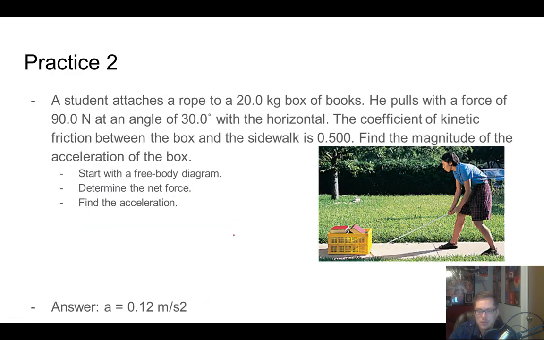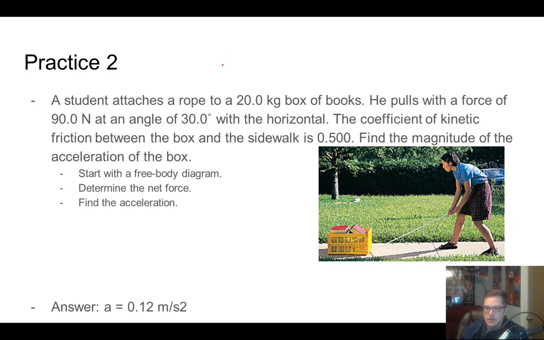Look at us go. Now let's do a hard one. So we've got a student who attaches a rope to a 20-kilogram box of books, and he pulls with a force of 90 newtons at a 30-degree angle to the horizontal.